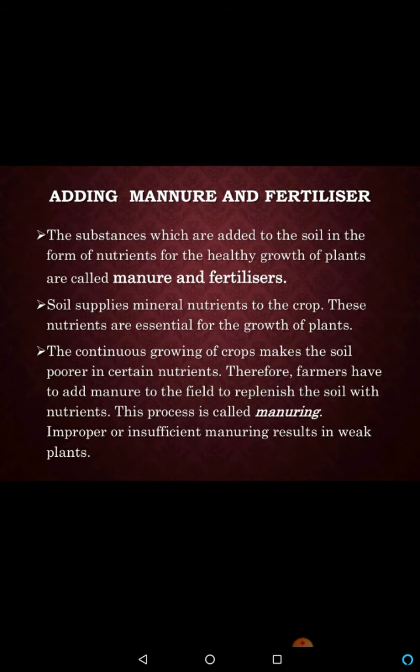Adding manure and fertilizer. The substances which are added to the soil in the form of nutrients for the healthy growth of plants are called manure and fertilizers. Soil supplies mineral nutrients to the crop. These nutrients are essential for the growth of plants. The continuous growing of crops makes the soil poorer in certain nutrients. Therefore, farmers have to add manure to the field to replenish the soil with nutrients. This process is called manuring. Improper or insufficient manuring results in weak plants.